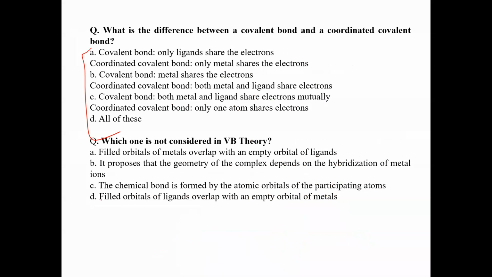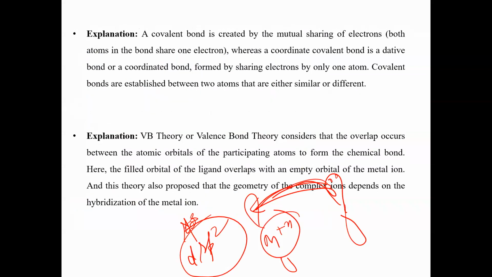So what will be the right answer? Filled orbitals of ligand overlap with an empty orbital of metals. So in a covalent bond, both metal and ligand share electrons mutually, and in a coordinated covalent bond, only one atom shares the electrons. Clear?